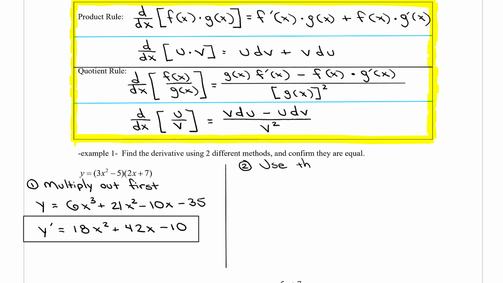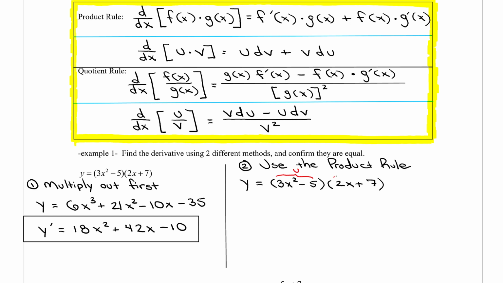Now I'm going to draw a vertical line segment separating the 2 methods that I'm doing here. So on the left-hand side, we had the multiplying out first method. The right-hand side is going to be our second method. We're going to use the product rule. So I wrote down the function y equals 3x squared minus 5 times the quantity 2x plus 7. And I have labeled the first binomial as u and the second binomial as v.